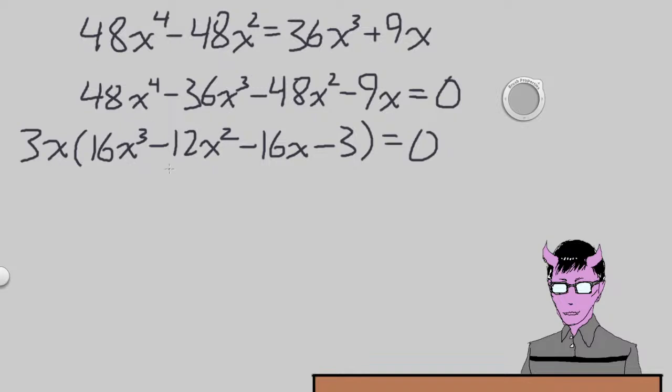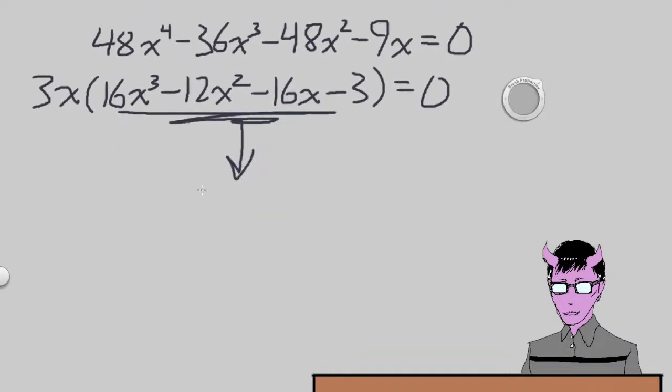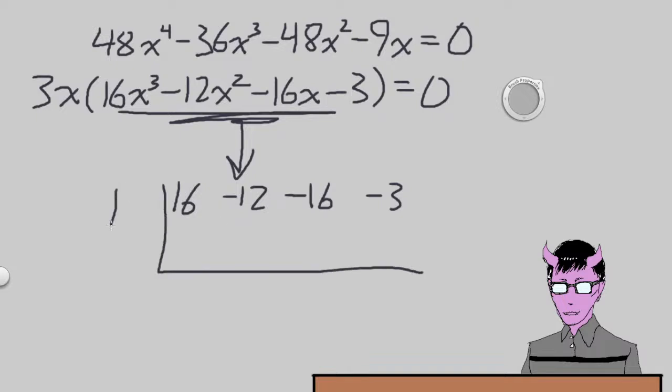It's cubic, so we're guaranteed one answer according to Descartes' rule of signs. There's one sign change, so we have one positive real solution for this polynomial bit. So let us do that. So 16, negative 12, negative 16, negative 3. What's our 0 candidate? Let's see.